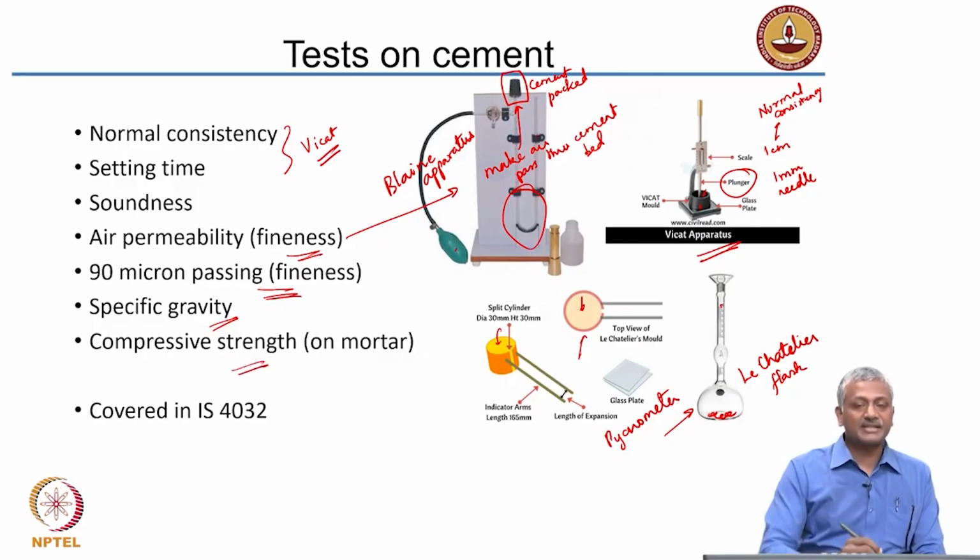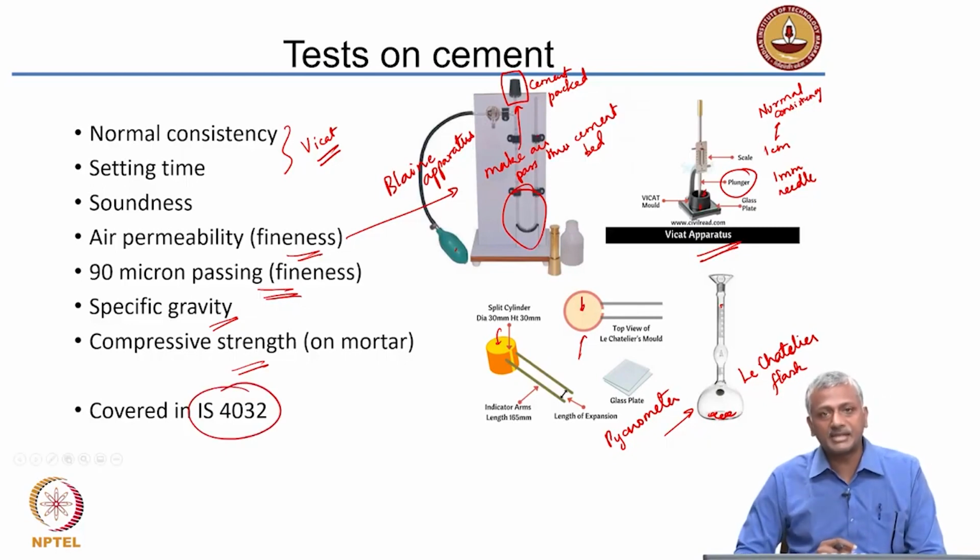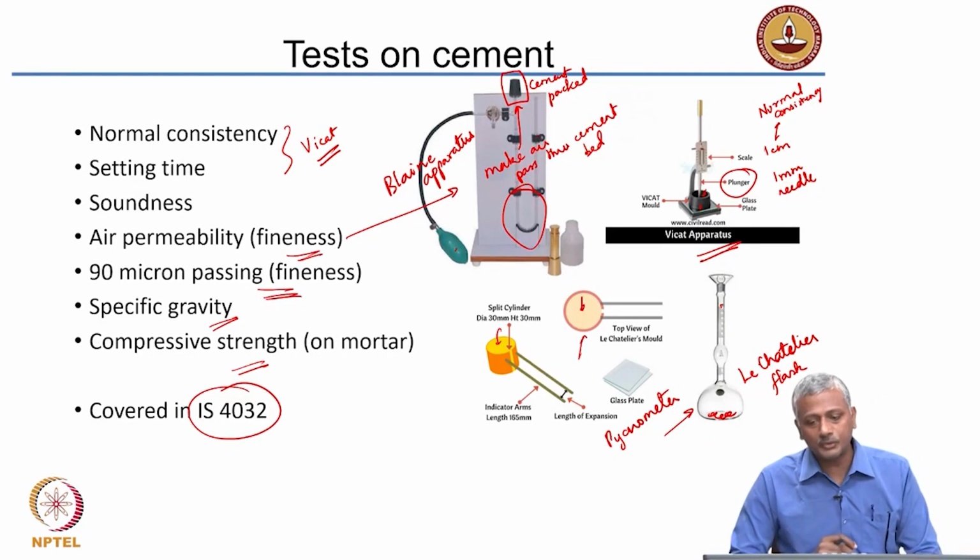Then you have compressive strength, as I said, on mortar. So, these tests are covered in IS 4032, whereas the chemical composition tests for cement are covered in IS 4031.